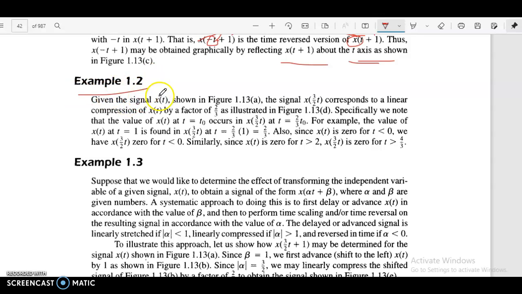Example 1.2: given the signal x of t shown in figure 1.13a, the signal x of 3 by 2 t corresponds to a linear compression of x of t by a factor of 2 by 3, as illustrated in figure 1.13d. It means the signal x of 3 by 2 t corresponds to linear compression.